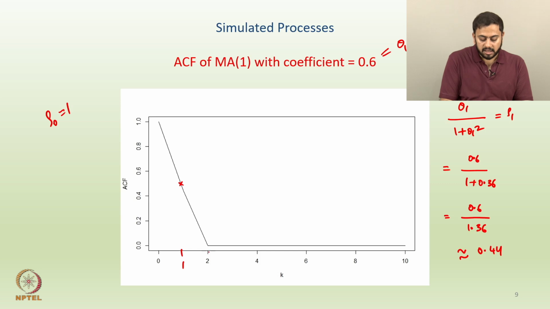Similarly, for all the future lags, 2, 3, 4, 5, the value happens to be 0. So we derived that, and whatever we derived is reflected in this ACF plot of an MA(1) process.